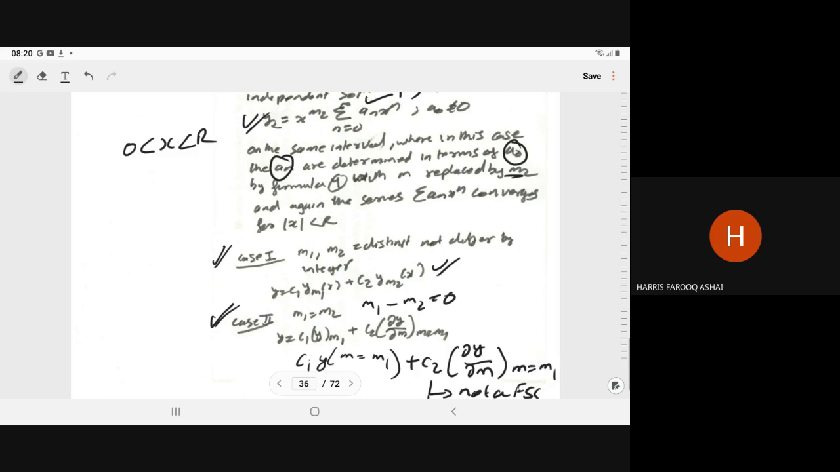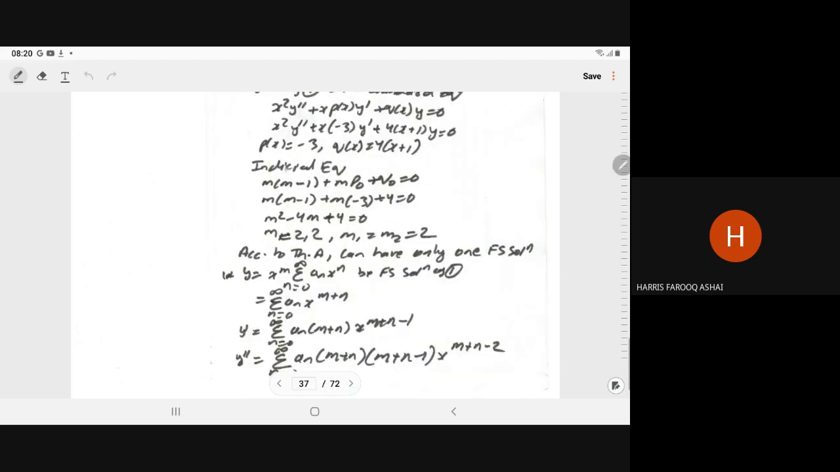So at that time, I have told you that we have at least one Frobenius series solution, that is y for m is equal to m1. The second linearly independent solution we can compute by taking the partial derivative. So here, according to theorem A, we can have only one Frobenius series solution. And what is the Frobenius series solution?